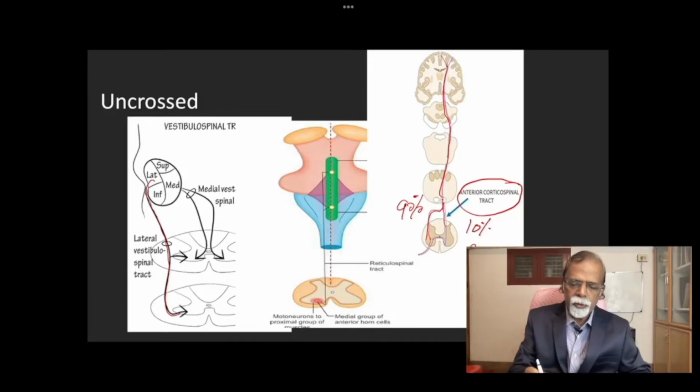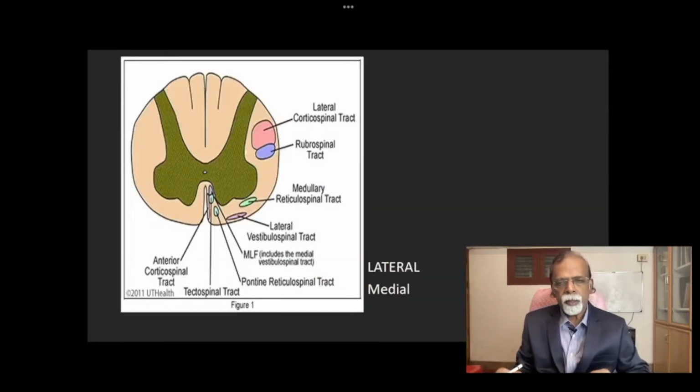Then we have also mentioned the pontine reticulospinal pathway, that is the medial reticulospinal pathway, which is again uncrossed. So these are the uncrossed pathways. So far we have discussed the crossed pathways and the uncrossed pathways.